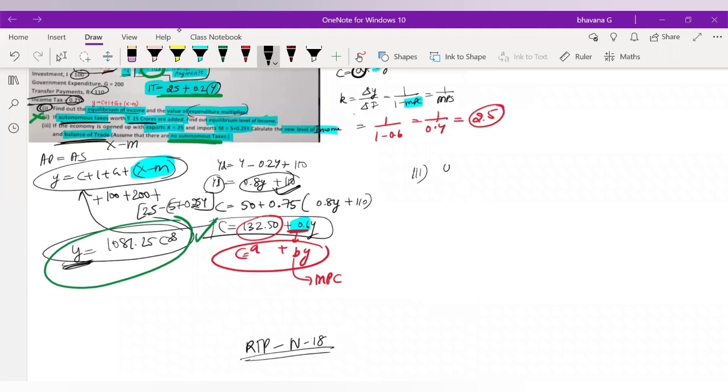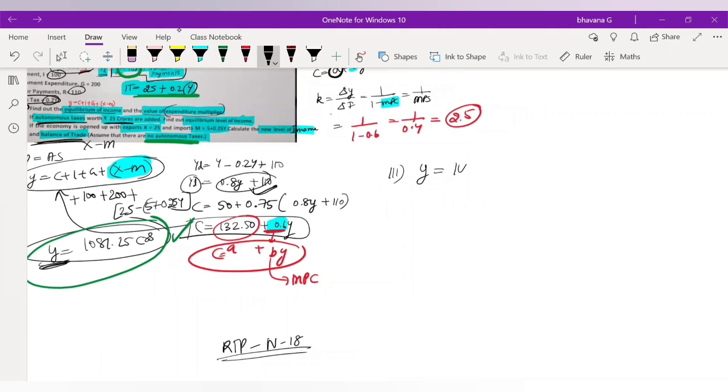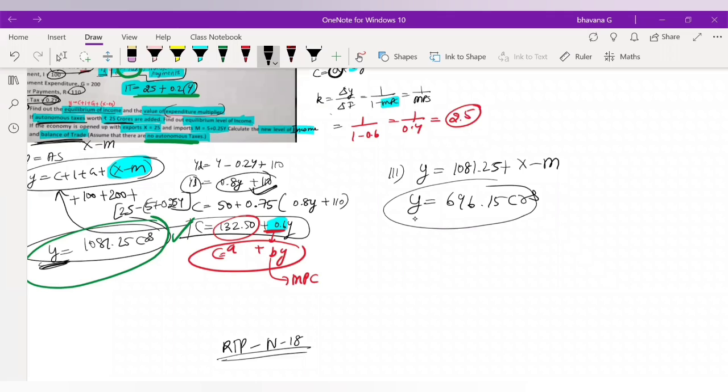So in the third case, what will be your Y? Your Y, whatever you previously found out, was 1081.25 crores plus X minus M. If you do so, the Y that you are going to get now is 696.15 crores. You will get this Y in the third case. In such a case, you have to substitute the X and M. X here was 25, M here was 5 plus 0.25y. If you substitute this, you will get 696.15 crores.